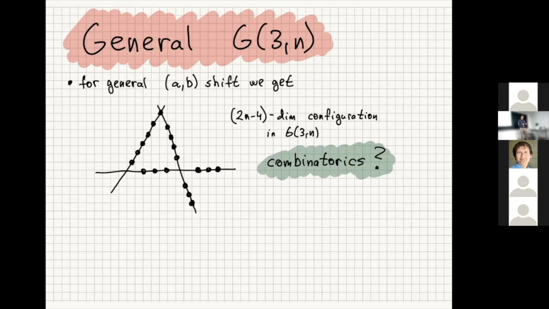Now there is a question. Does this have any combinatorial description? We know that for the positive Grassmannian, there was a permutation we can associate with each of the cells. Now, maybe there are two permutations here or some modification. So these are the configurations that we studied and which are relevant for these BCFW recursions. They are 2n-4 dimensional configurations in G3n, not in the positive Grassmannian, but in this G star 3n that we don't know what it is in general, but we know what these lower dimensional configurations are.